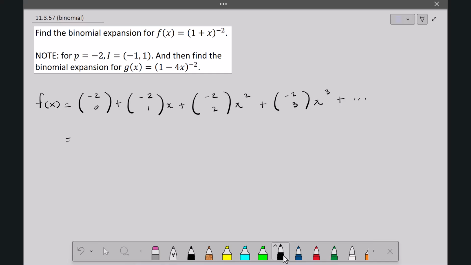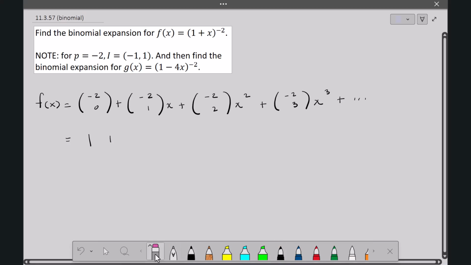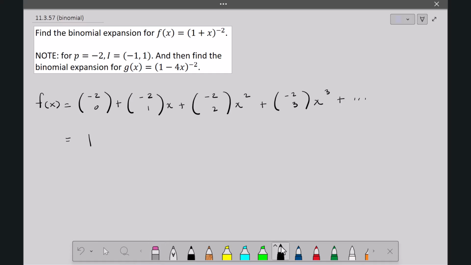Negative 2 choose 0 is 1. Whenever we have a 0 in the lower position, we will always end up with a 1 here. And negative 2 choose 1 will always end up being p. So in this case, p is negative 2. So we'll have negative 2x. Now we have to do some math.